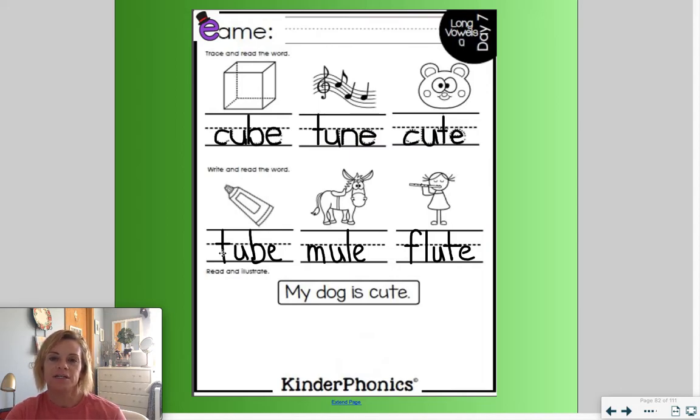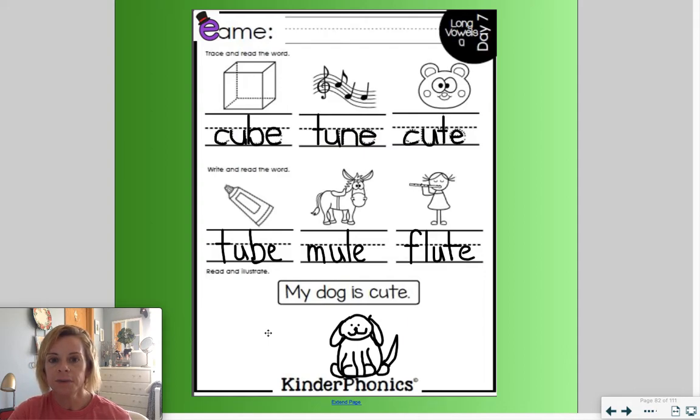Now it's time for us to illustrate the sentence on this page. This word at the beginning is my. If we stretch out the next word, dog, dog is cute, cute. My dog is cute. So you can go ahead and do the best job you can with your pencil to draw a dog that you think is cute. You can push pause on the video so you can draw your dog. And when you're ready to do the next workbook page, push play.